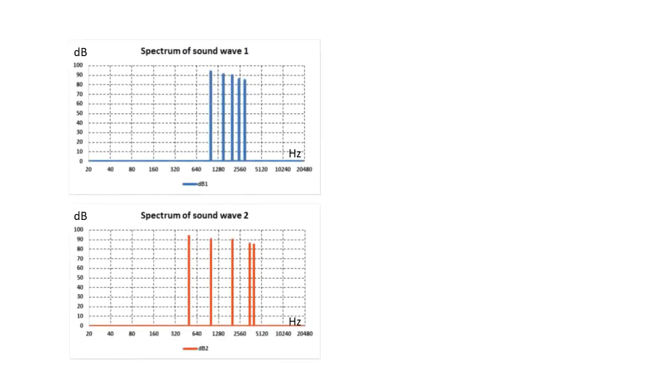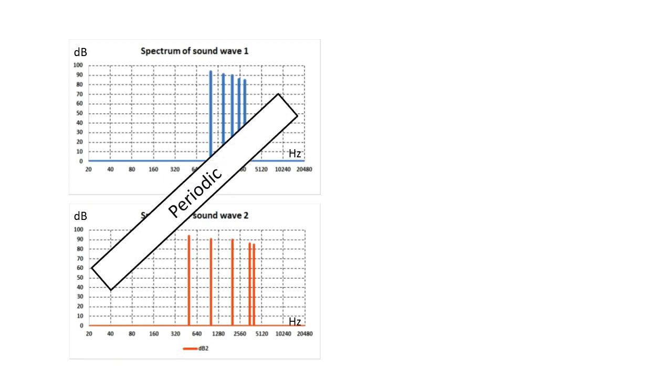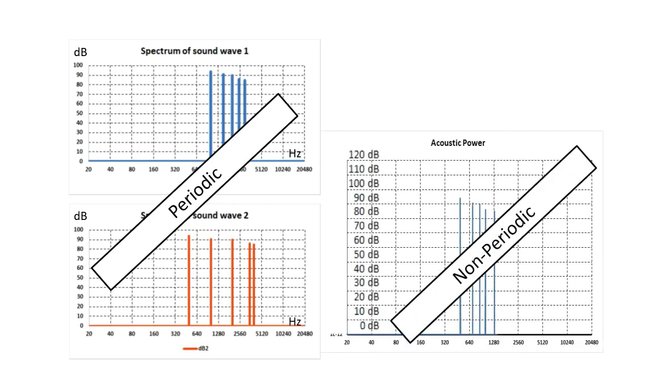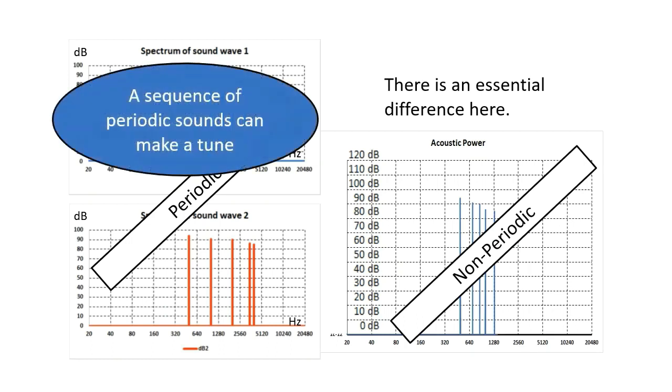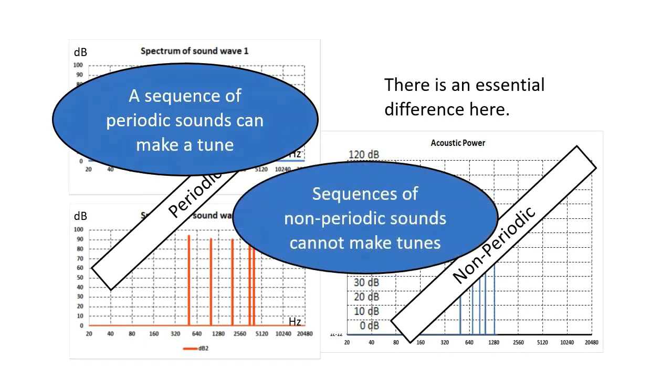So these last two waves were periodic, and the one from our first example was non-periodic. There's an essential difference here. A sequence of periodic sounds can make a tune. Sequences of non-periodic sounds cannot make tunes.